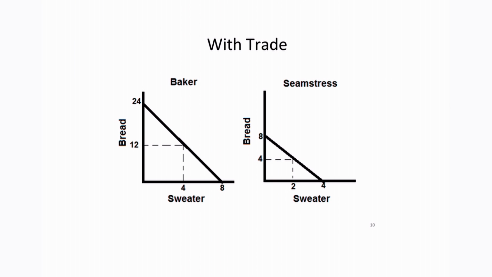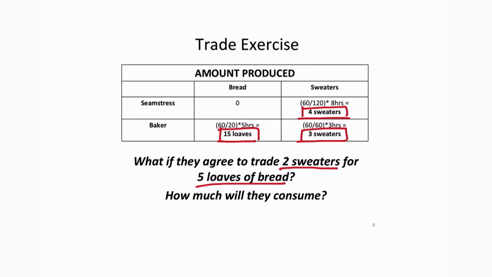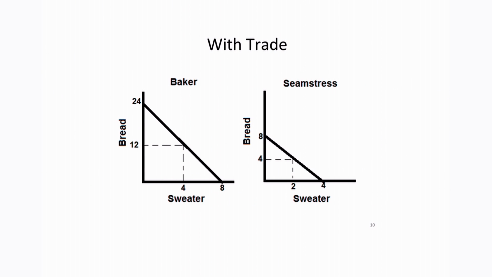Have they gained from this trade? Well, let's compare what they consume with what they can produce. So if we look back, the baker produces 15 loaves of bread and 3 sweaters. We'll call this point P on the production possibility frontier. The seamstress is producing only sweaters. We'll call this point P.